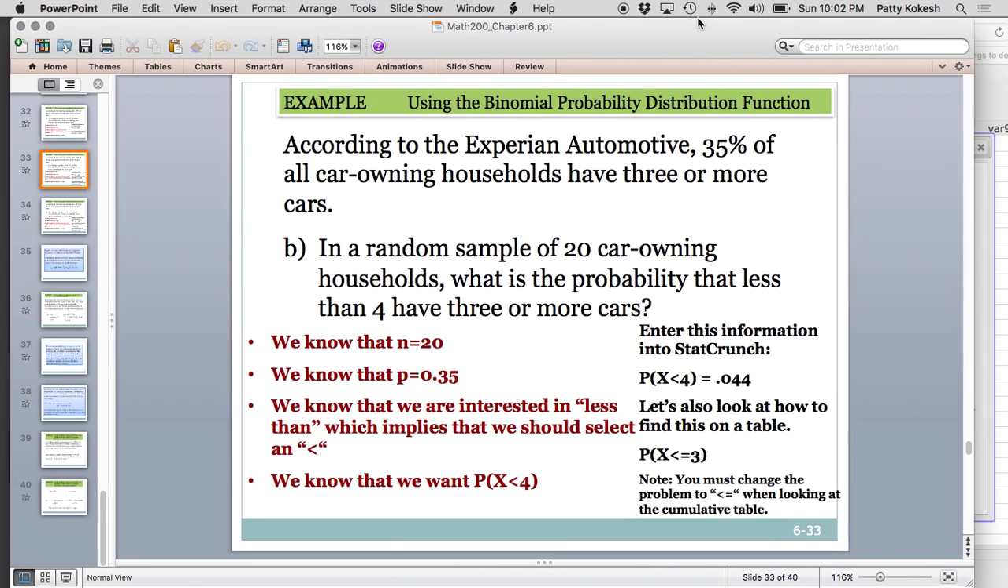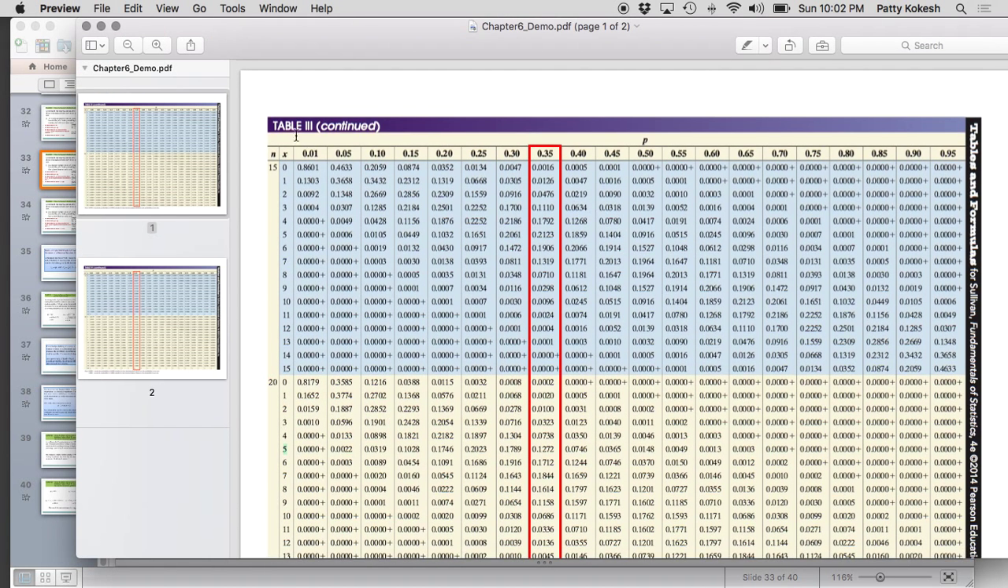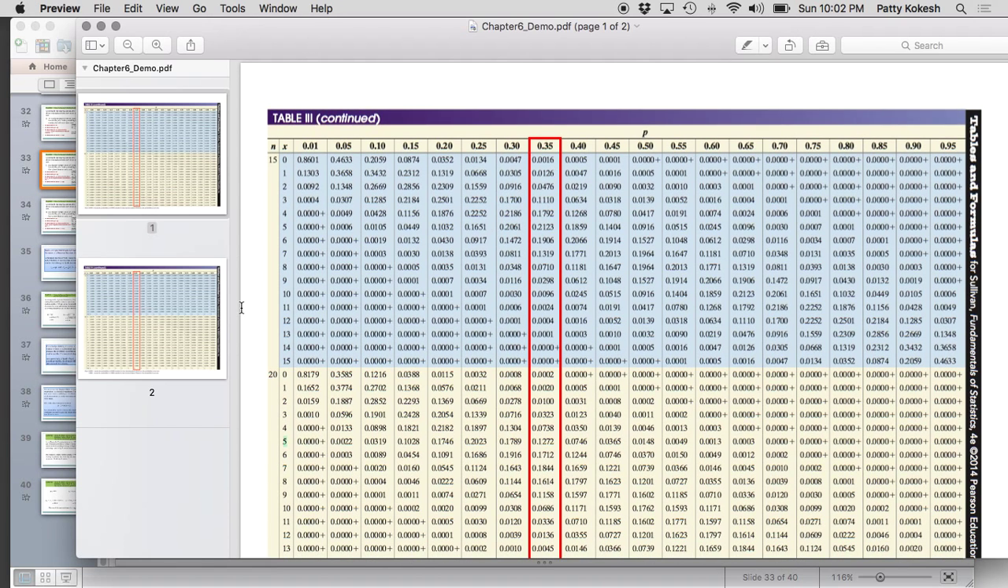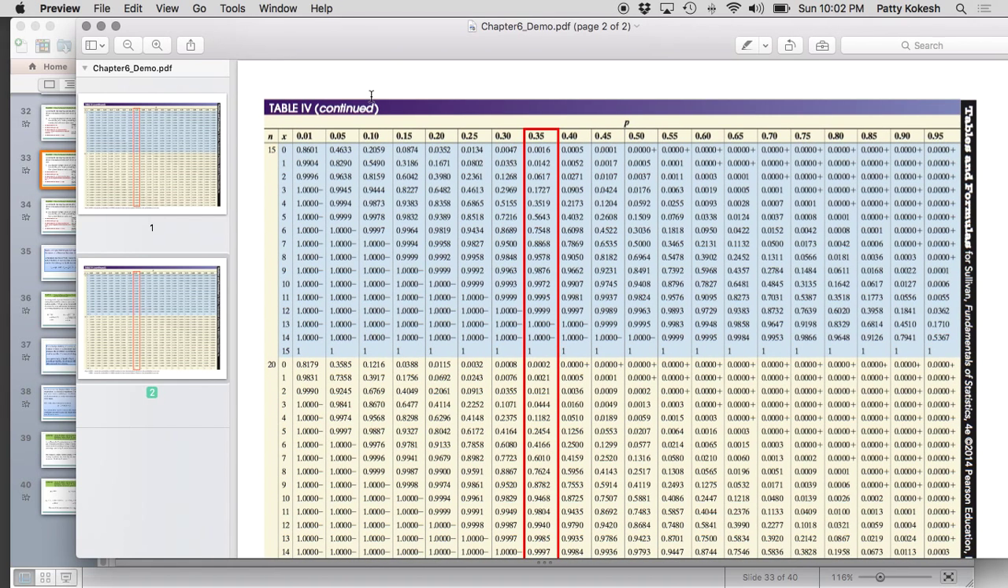Now, we can also look up this value on the table. The thing to keep in mind with table 3, which is the table that I just showed you, is that these are all exact. So if you're trying to find something where you have an equals sign in your problem, you're going to want to look at table 3. But if you have an inequality, meaning less than or equal to or greater than or equal to or anything like that, you actually want to look at table 4, which is this one right here. And this is your cumulative table.